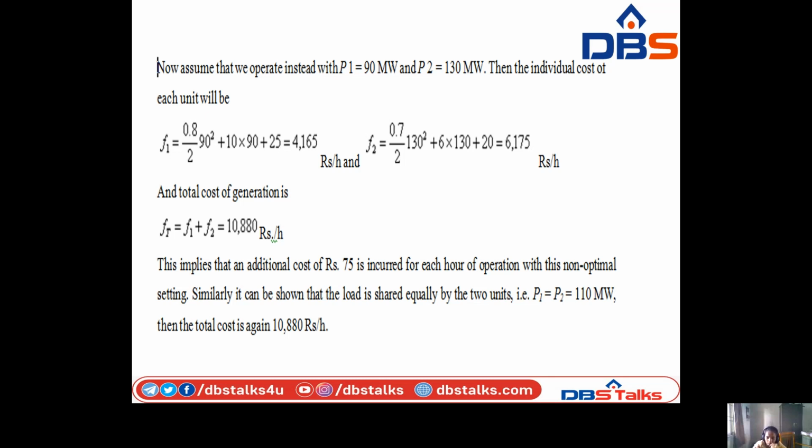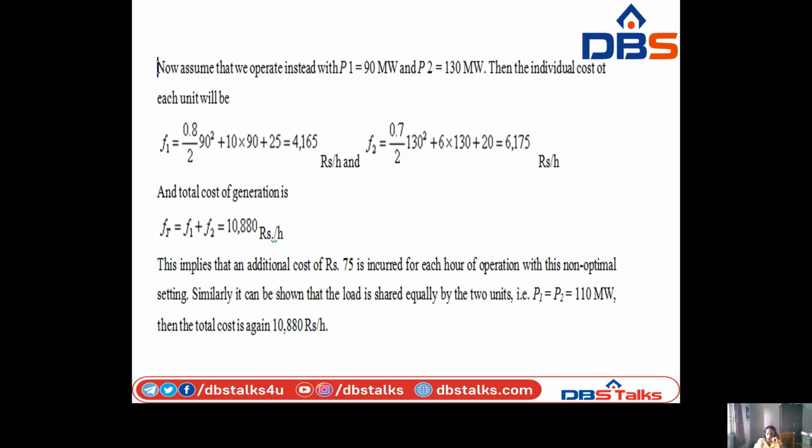Then F2 will be 0.7 by 2, 130 square plus 60 into 130 plus 20. Then we get 6,175 rupees per hour. So the total cost of generation Ft equal to F1 plus F2, which is 10,880 rupees per hour. So it implies that an additional cost of 750 rupees is incurred for each hour of operation with this non-optimal setting.